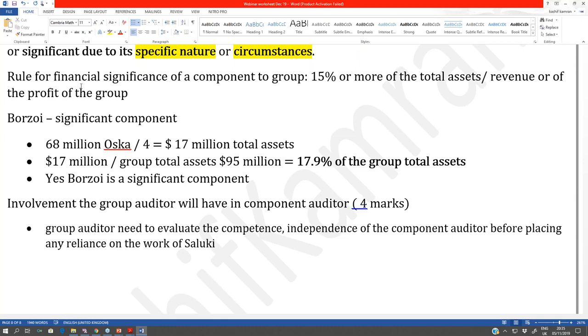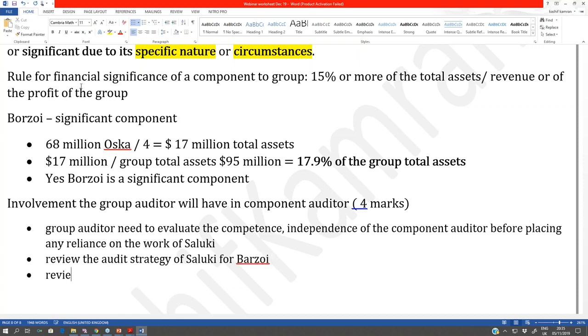So being a local firm of auditor, you need to check its competence and independence before you can place reliance on the work of Saluki. Another involvement can be that you can review the working papers, you can review the audit strategy, just like we did in the question before the break where we were looking at the audit strategy of Vulcha. So you can review the audit strategy of Saluki for Berzoe.